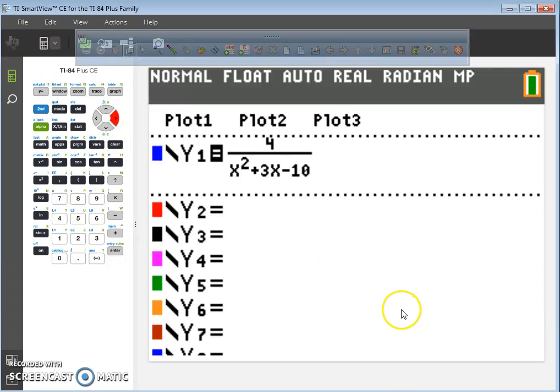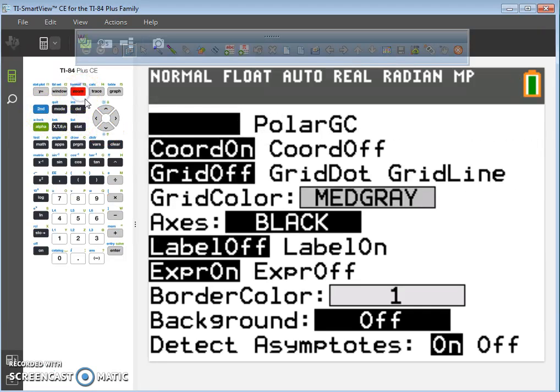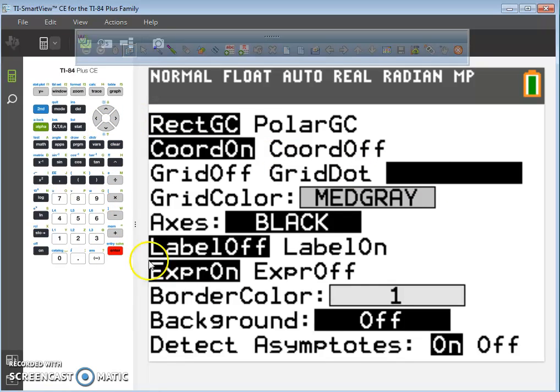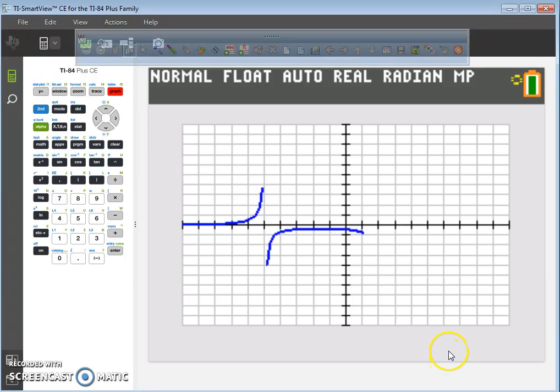Just like that. Now, before you hit the graph button, there's something I would like everybody to do. I'd like everybody to turn their grid lines on if possible. So, hit second, zoom, go to where it says grid line right here. Turn the grid line on, if you would please. And then, if you're brave enough, hit the graph button. Let's take a look at what we have.